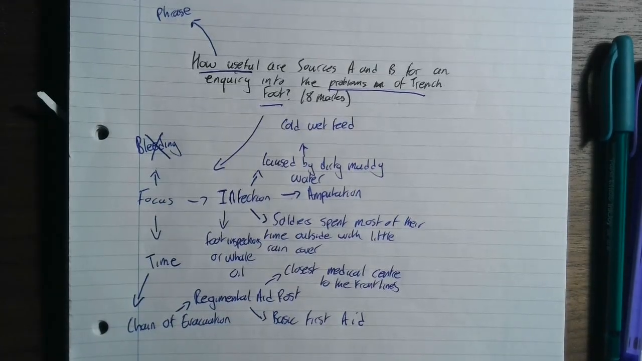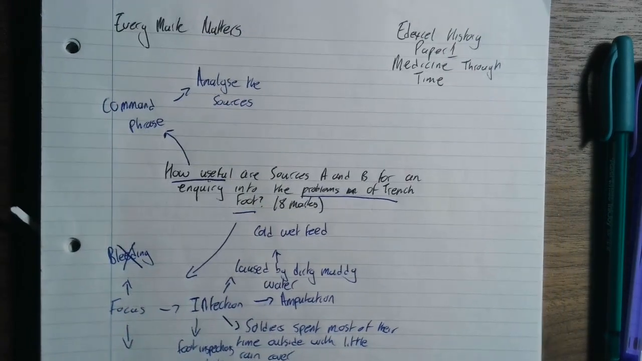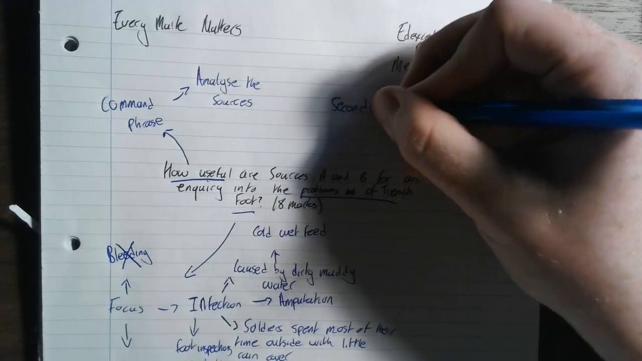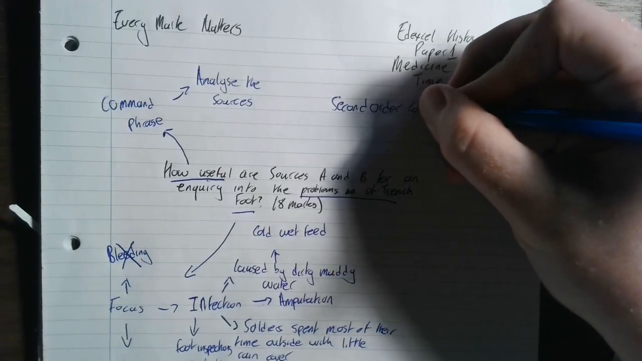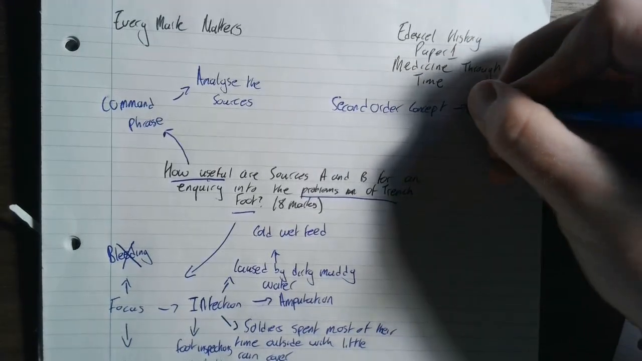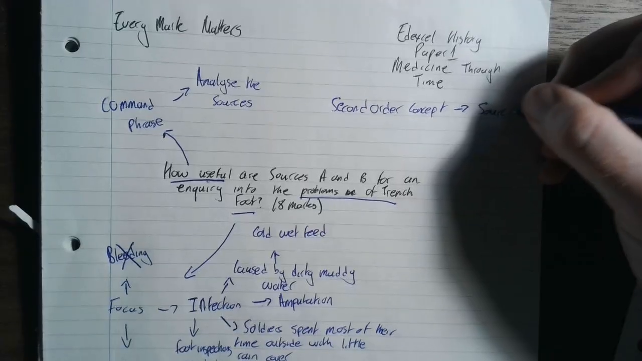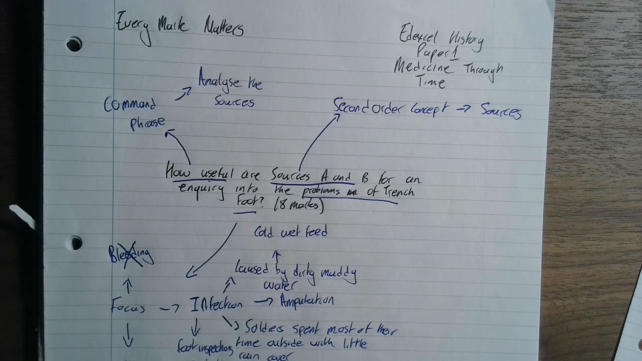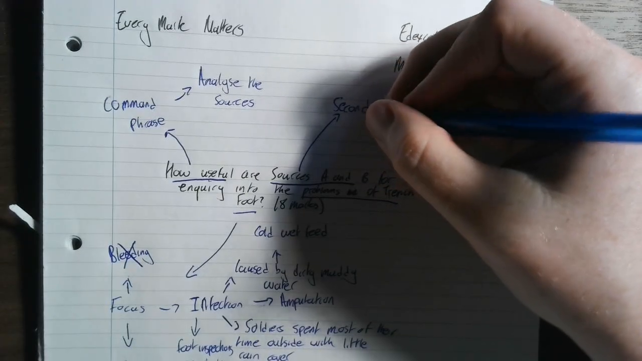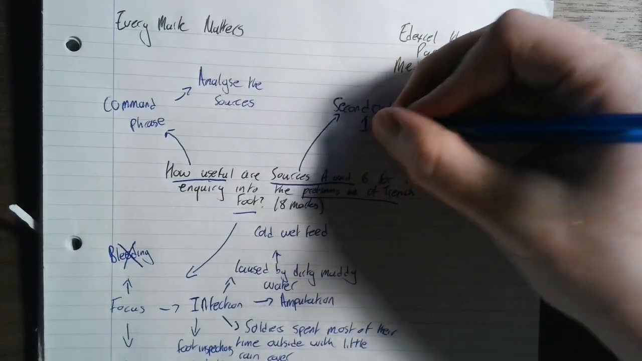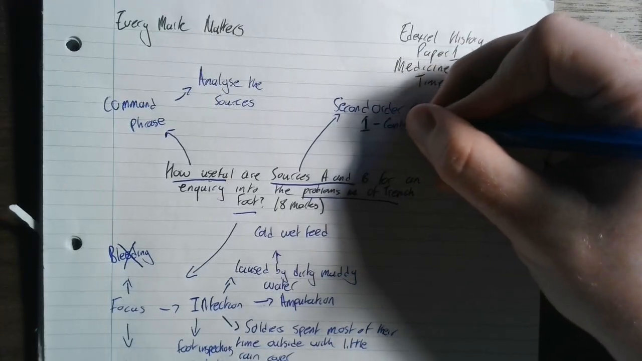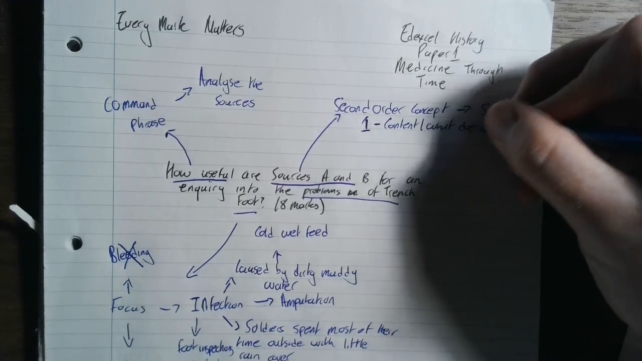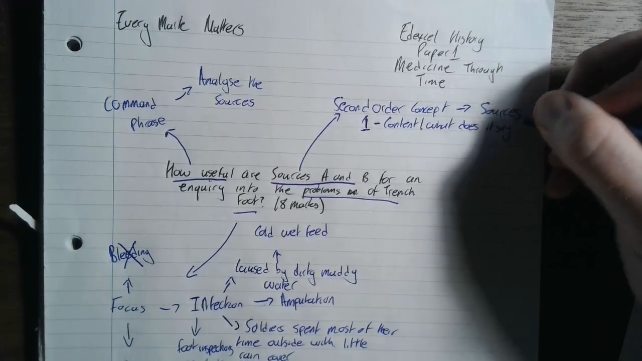Okay, right, so let's have a look at the final component. With this component, it's the second order concept. And what we are looking at is sources, that is sources A and B. There are 3 areas of knowledge that you need to talk about when you're analysing sources. The first area of knowledge is contents. That means what does it say or show?